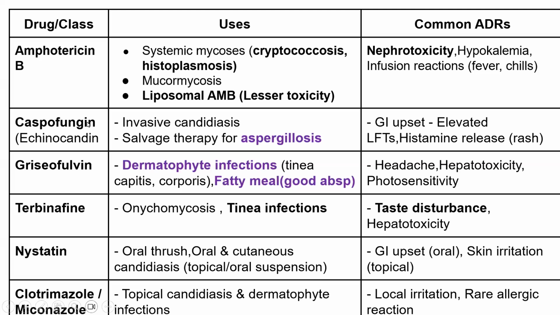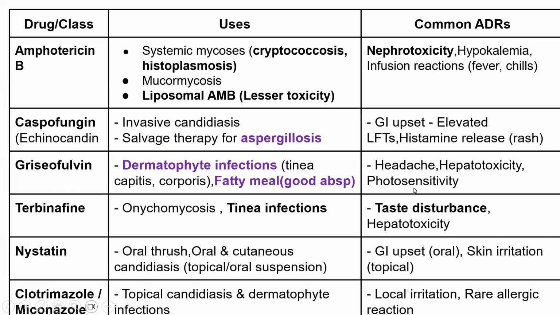And coming to echinocandins, caspofungin, mainly useful in invasive candidiasis and aspergillosis, and it may elevate the liver enzymes and cause hepatotoxicity. And griseofulvin, useful in dermatophyte infection. Absorption is good with a fatty meal. Already I have told you fatty meal, good absorption for lumefantrine, an anti-malarial drug, and here also griseofulvin, absorption is good with a fatty meal.